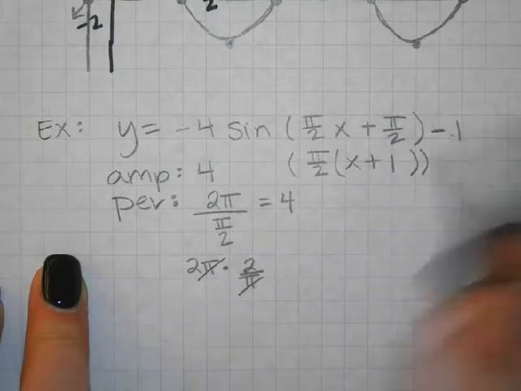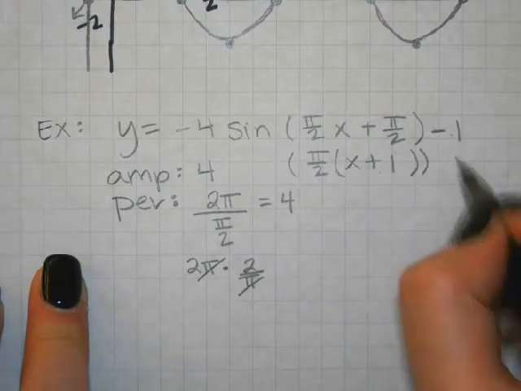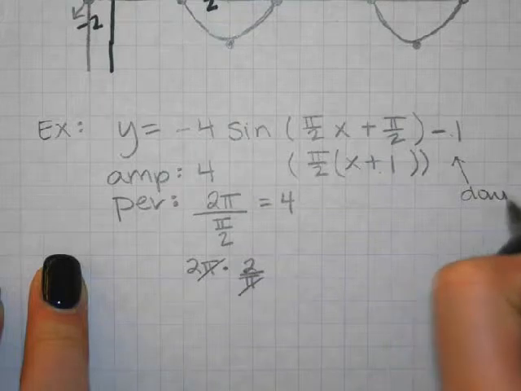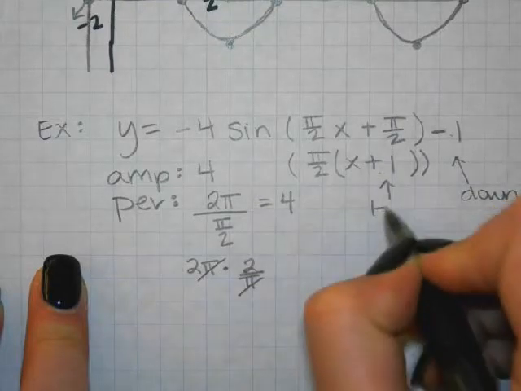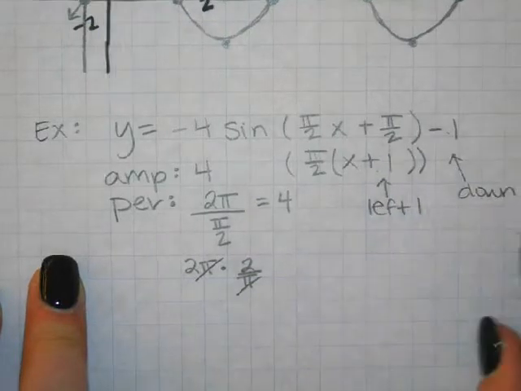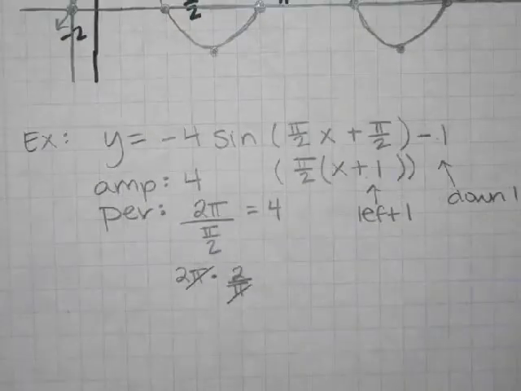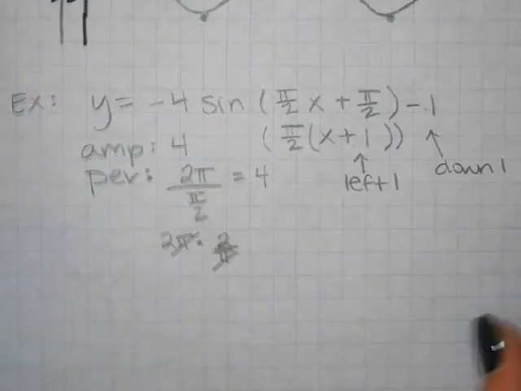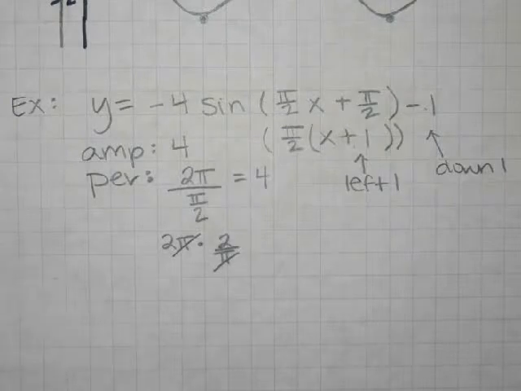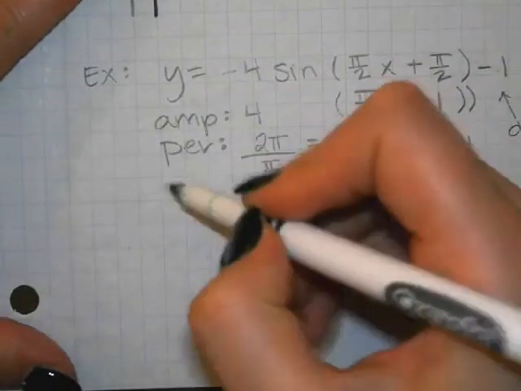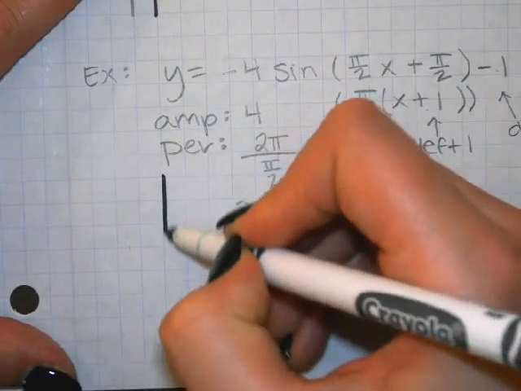So down 1 for the end. What about for this part? Yeah, so down 1 and then also left 1. Okay. So amplitude of 4 and down 1. That means I don't have very much room for this. I might have to erase some of that work I did. Okay. So 4.